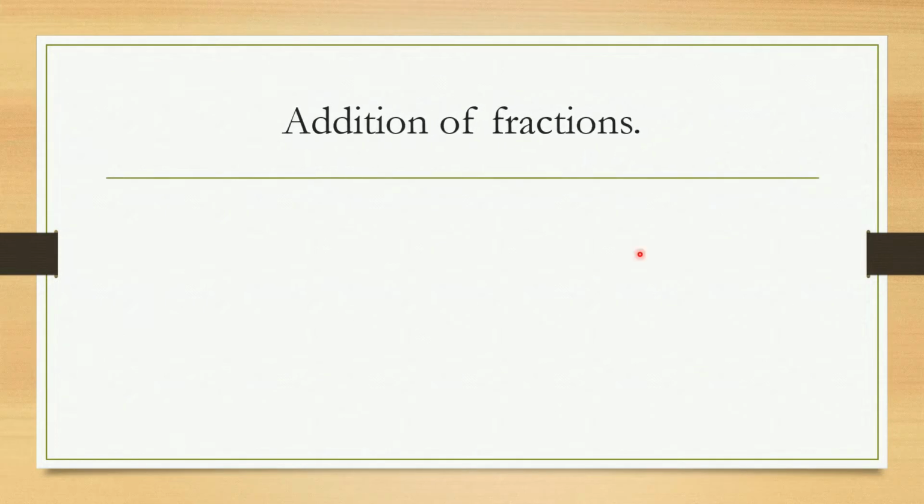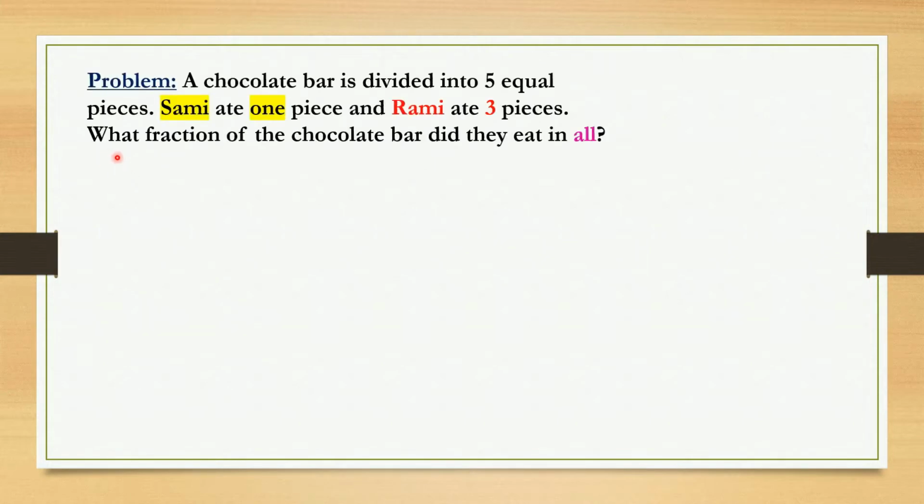Now let's start with the first part, addition of fractions. Let's read this problem. A chocolate bar is divided into 5 equal pieces. Sami ate 1 piece and Rami ate 3 pieces. What fraction of the chocolate bar did they eat in all?